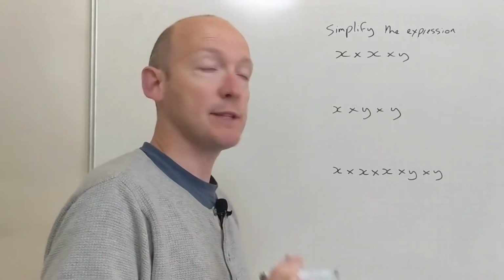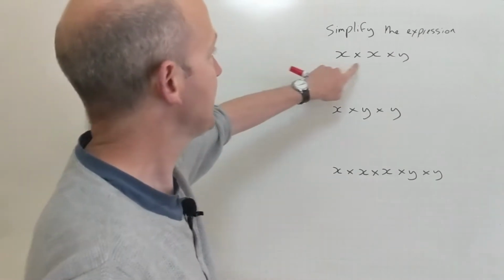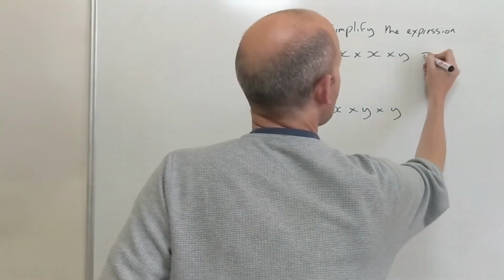Okay, so 3 more examples here. x times y, first of all. Well, x times x would be x squared.